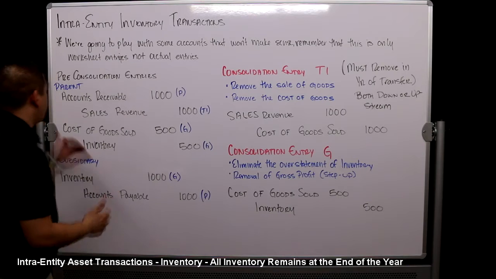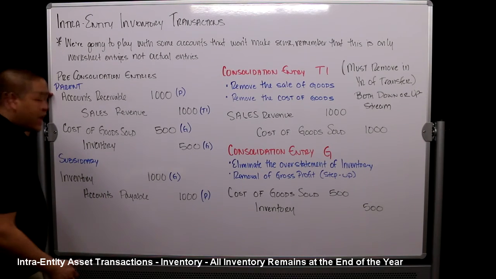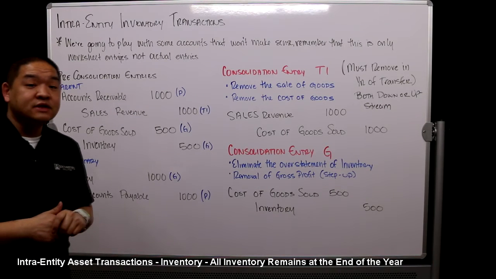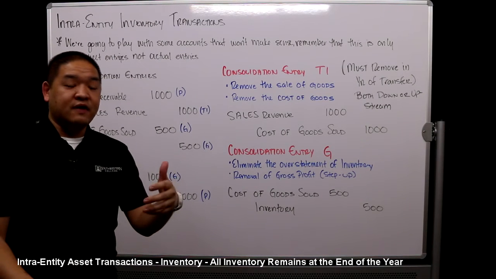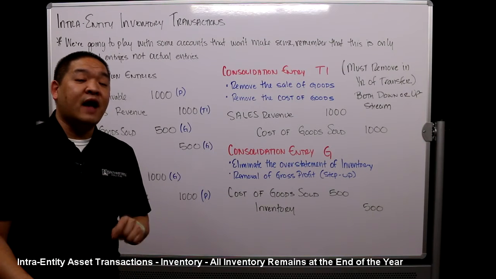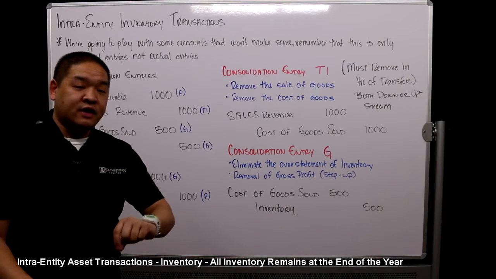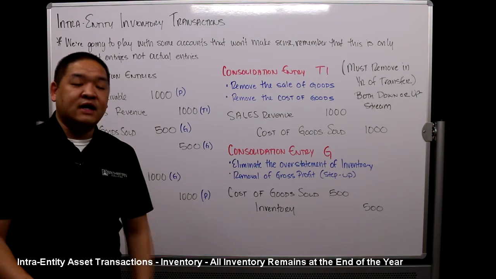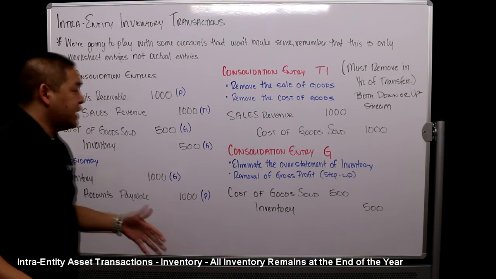Let's assume that we have a parent and then we have a subsidiary. Okay, and so let's say the parent sells $1,000 worth of inventory to the subsidiary. Now that parent purchased it at $500. So $500 sells it to the subsidiary for $1,000, thereby having a net gain of $500. So what would the entries be?